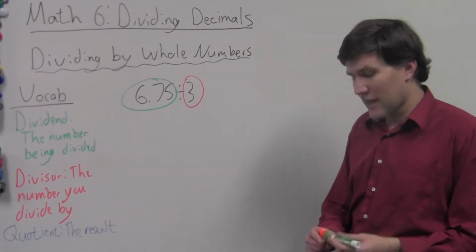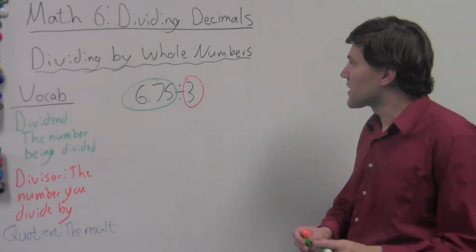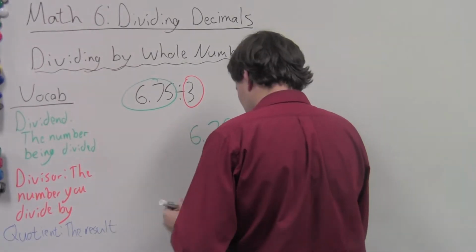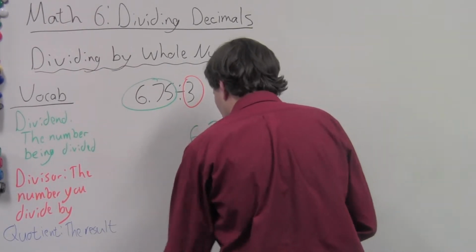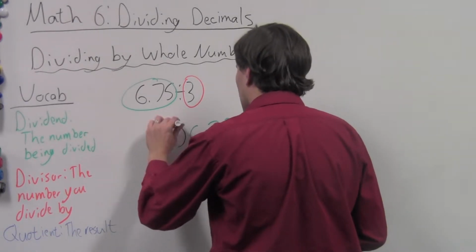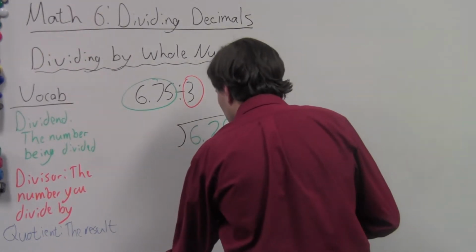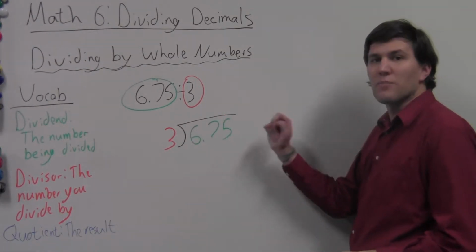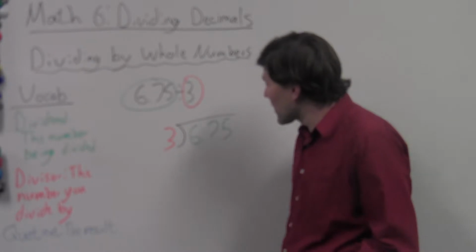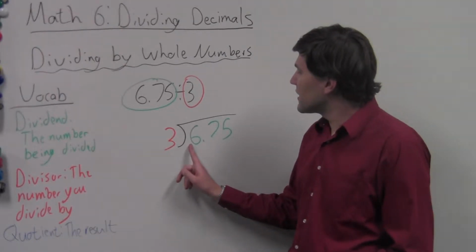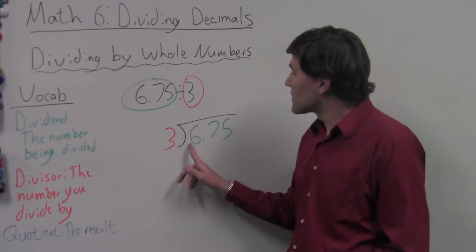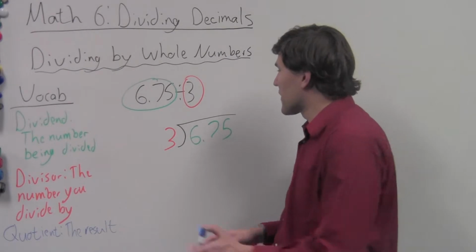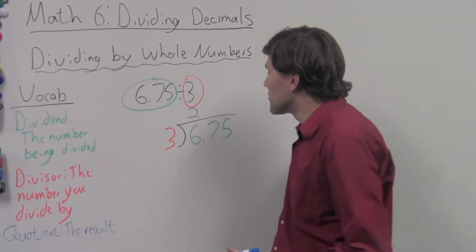So let's set this up as a long division problem. To set up long division, we put the dividend inside. We put the divisor outside our division sign. And our quotient is going to go up top. To find our quotient, we take each digit at a time and we go, 6 divided by 3 is what? In this case, 6 divided by 3, that's 2.